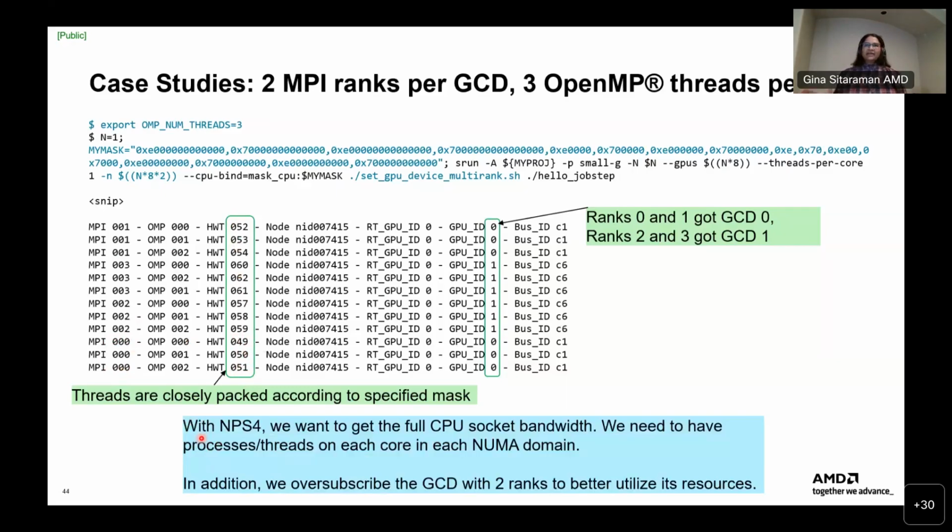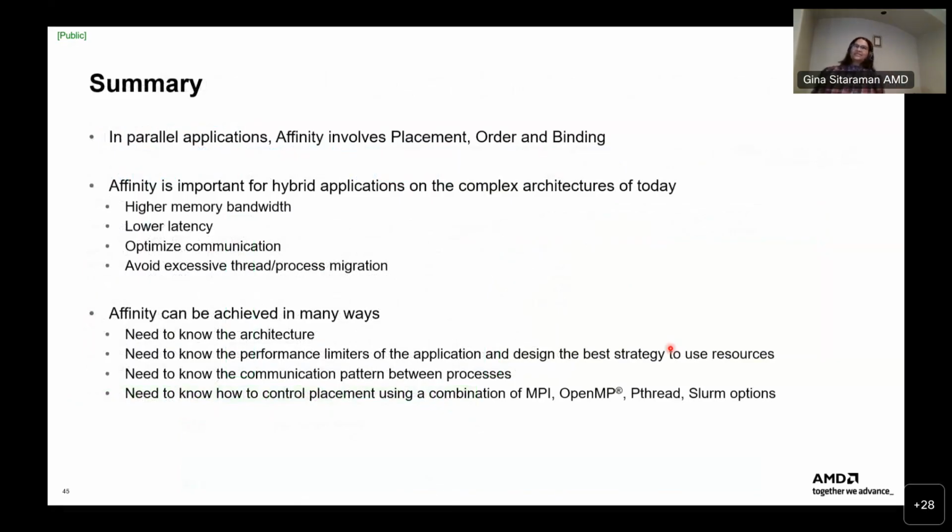So again, stressing the fact that when we have NPS 4, we would like to get the full CPU socket bandwidth, and we would like to scatter all the processes and threads as evenly as possible across all the resources we have, and we want to use all NUMA domains, right? In addition, in this case, we are also oversubscribing the GCD with 2 ranks. And this is possible in some applications because the GPU is not well utilized when you run just one rank. So in such cases, you are able to run 2 ranks and get an improvement in performance. So I believe those were all the examples I had.